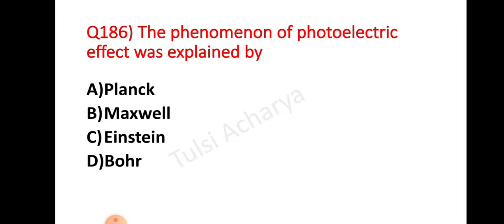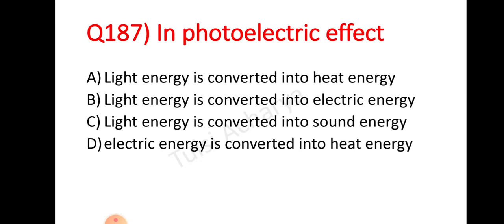Now let's move to question number 186. The phenomenon of photoelectric effect was explained by Einstein. Einstein explained this phenomenon correctly, and he won the Nobel Prize in 1921 for the photoelectric effect. That is option choice C. Now let's move to question number 187. In photoelectric effect, light energy is converted into electrical energy. At first, photo means light comes and electrons are emitted. So light energy is converted into electrical energy in photoelectric effect.